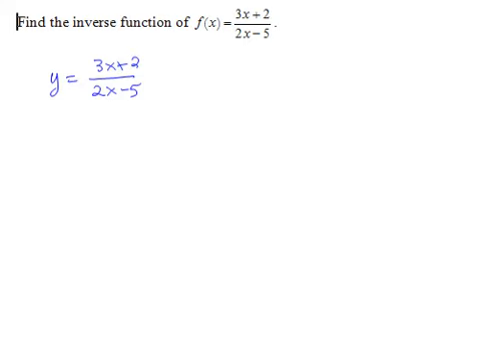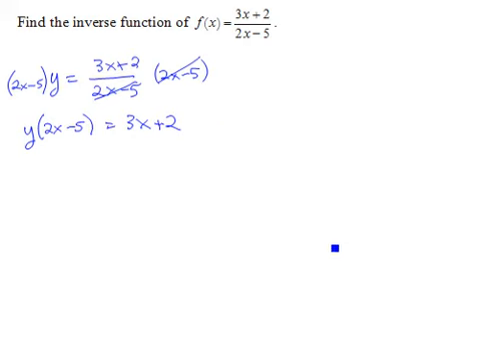Well, to do that, we will cross multiply, or I suppose simply multiply by 2x - 5 on both sides. It's a more mathematically precise way of saying cross multiply, because then the denominator cancels with the 2x - 5 on the right-hand side, and we just have y times (2x - 5) on the left equals 3x + 2 on the right. Cross multiplication really is nothing more than multiplying by the denominators on both sides.